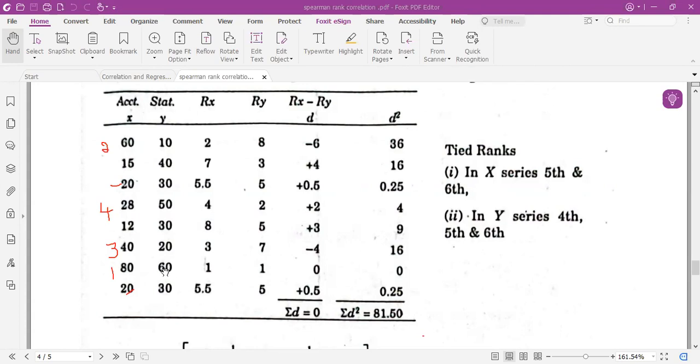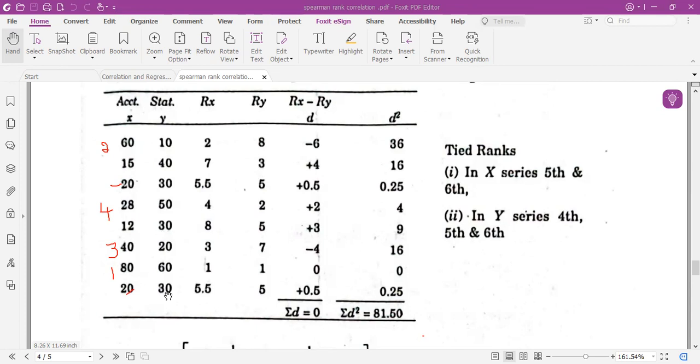In case of y, you can see that 60 is first. The second rank goes to 50. The third rank goes to 40. Then after that, you have a repetition. What is that repetition? 30, 30, 30. Yeah, we have a repetition in y also here. 3 times it's getting repeated.